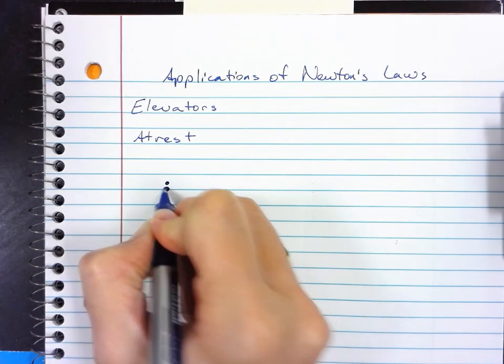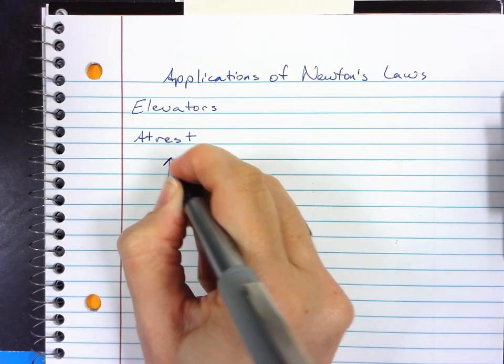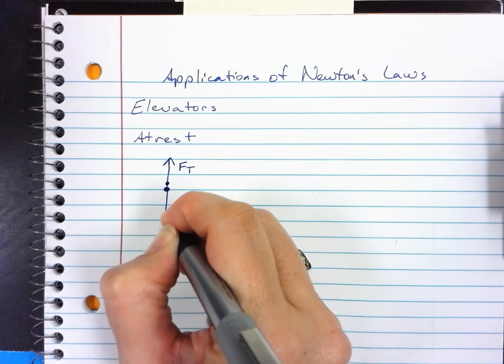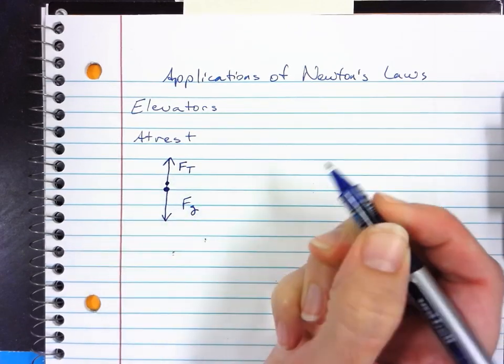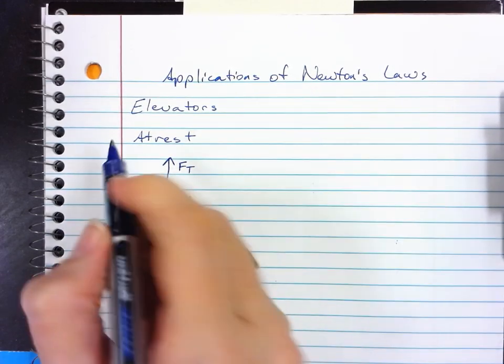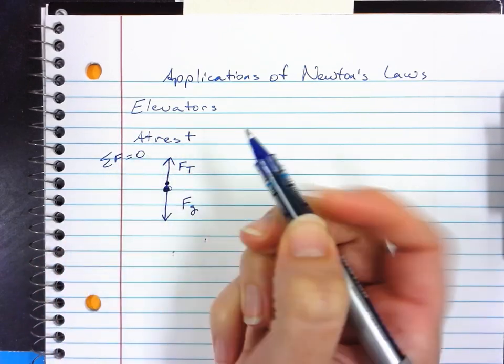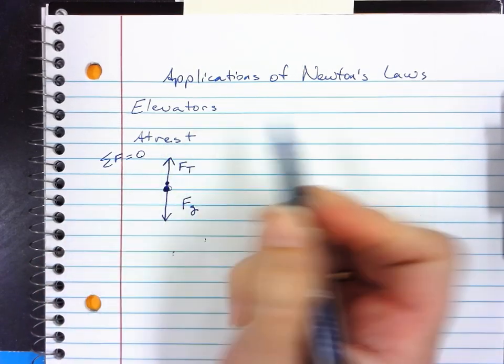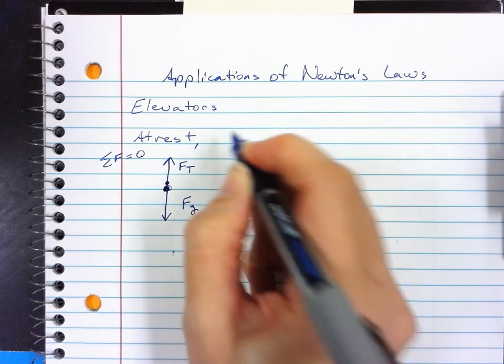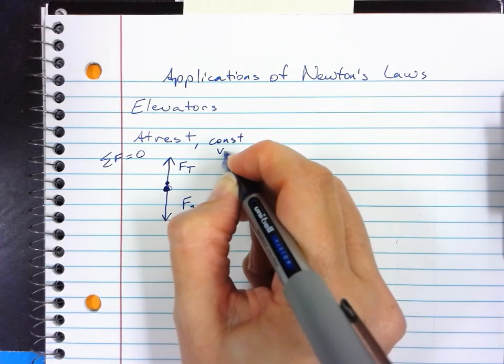The tension upward in the cable is exactly equal to the force of gravity downward, because the net force is 0. Now, if the net force is 0, that not only applies at rest, but it also applies to constant velocity.